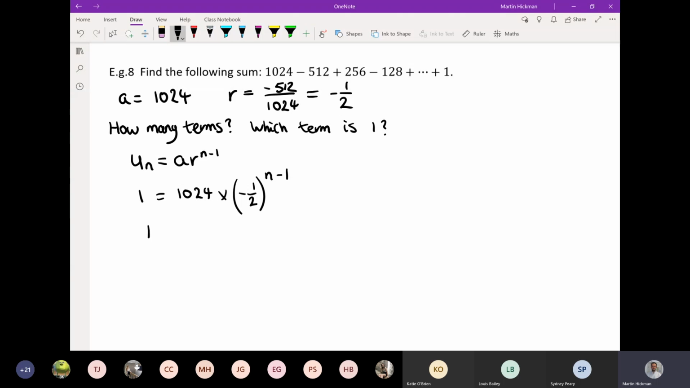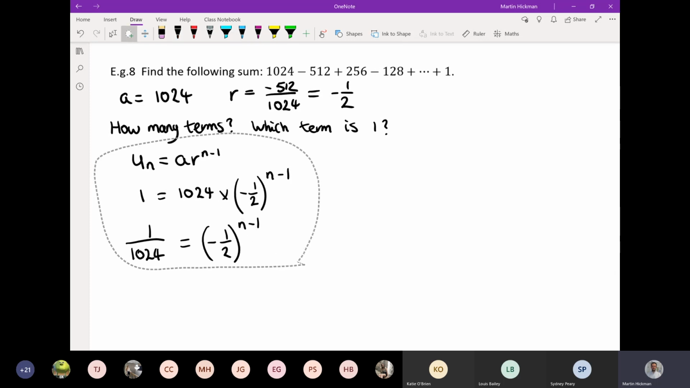Rearranging this, we'll get 1 over 1024 equals minus a half to the power of n minus 1. And then at this point, I can simply just switch this in. It might look quite complicated, but remember, what I'm trying to do here is find a missing power. So I can just simply switch this into log form.